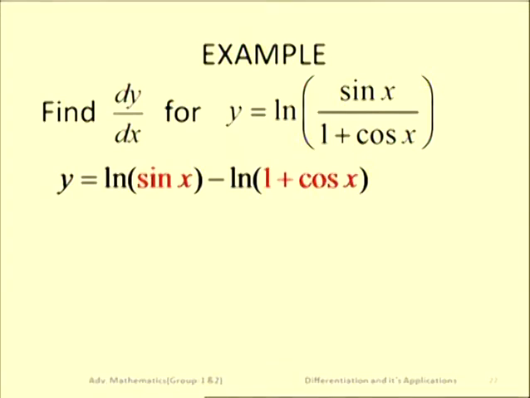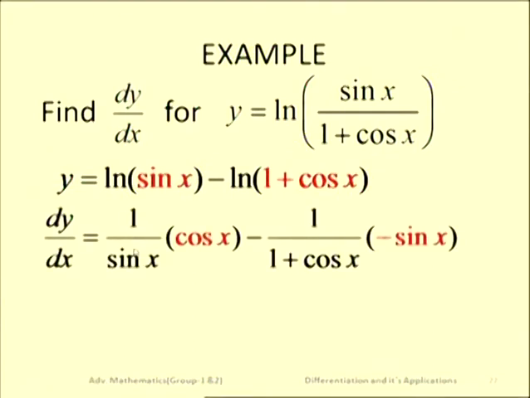Now here in the first term, log sine x, the inside function is sine x and the outside function is log x. And in the second term, the inside function is 1 plus cos x and the outside function is log x. As we have seen, the derivative of log x is 1 upon x, but in place of x we have sine x here. So we have 1 upon sine x, keeping sine x as it is, into the derivative of sine x. The derivative of sine x is cos x.